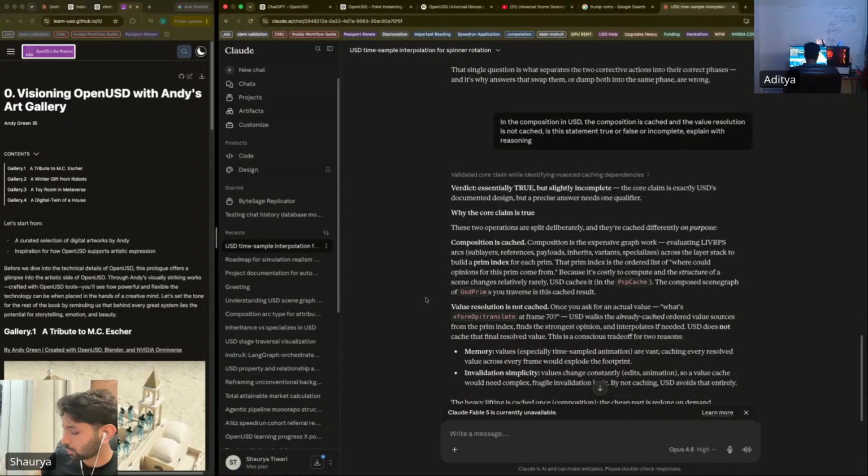Ordered list. That prim index is the ordered list of where opinions for this prim come from, or the list of where the opinions for a prim could come from.